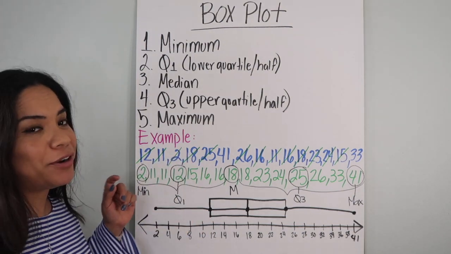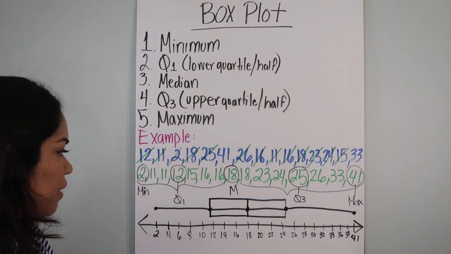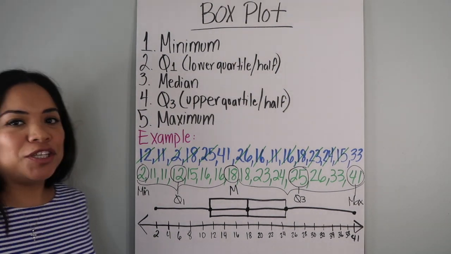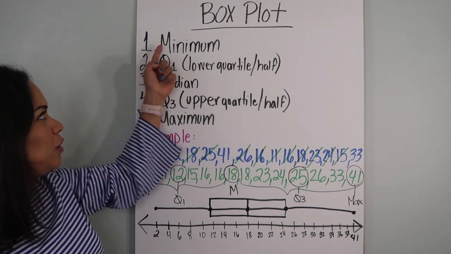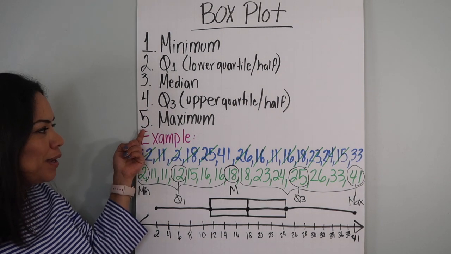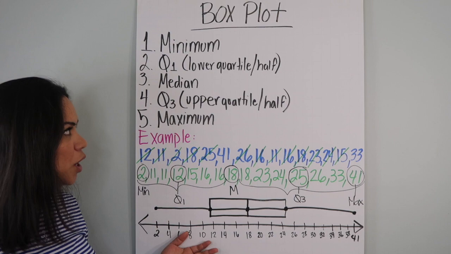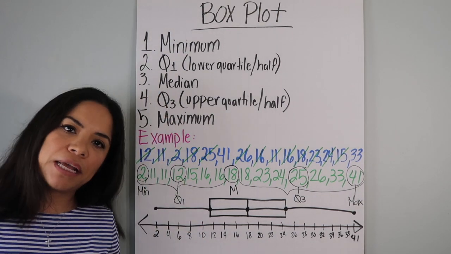Sorry, a spider. Okay. So here we have a box plot. We just created a box plot using this 5-number summary. Let me know if you have any other questions regarding the box plot or how to create a box plot.